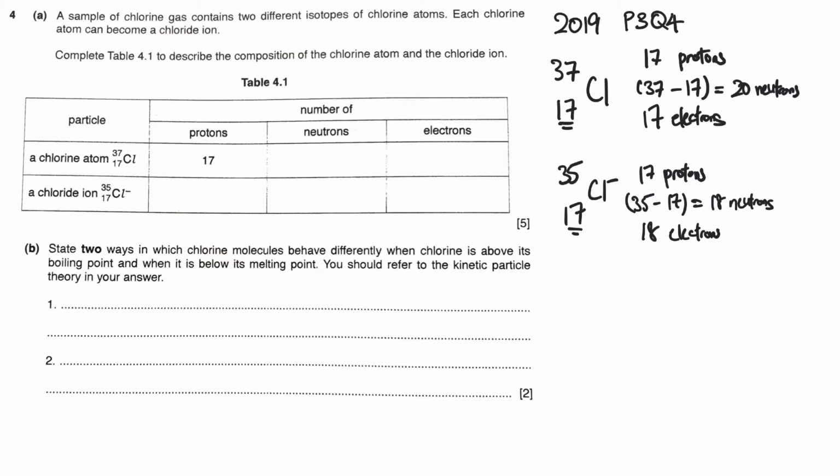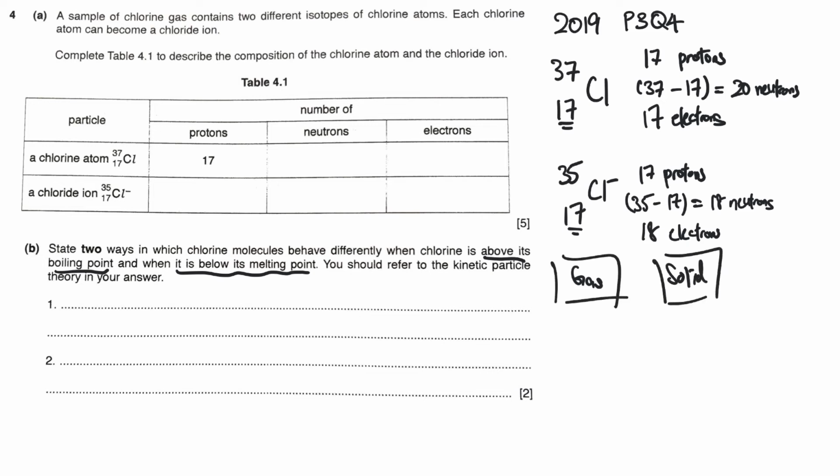Okay, so let's look at part B. State two ways in which chlorine molecules behave differently when chlorine is above its boiling point and when it's below its melting point. You should refer to kinetic particle theory in your answer. Above the boiling point, what does this mean? They want us to talk about the gaseous state. Below the melting point, we want to talk about the solid state. These are the two things that they want us to describe.